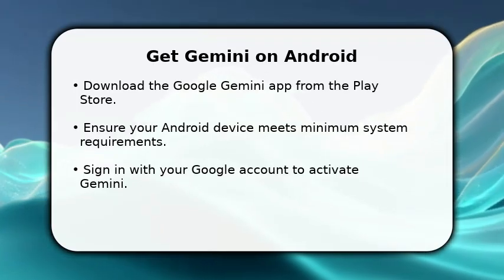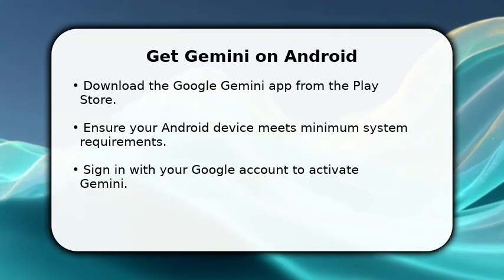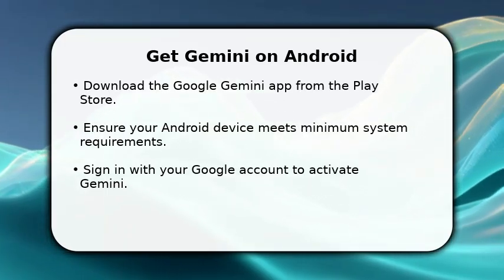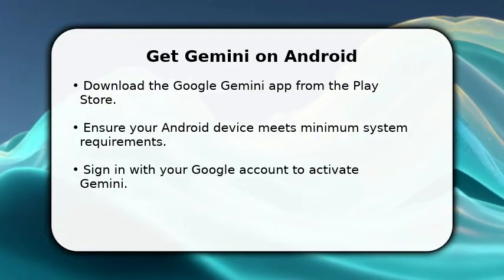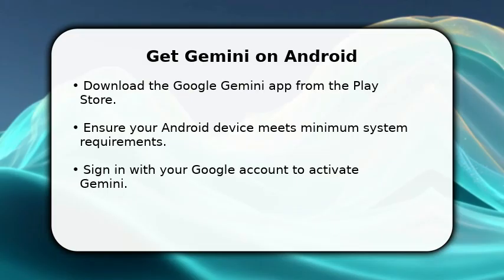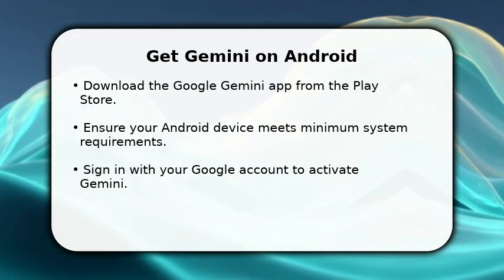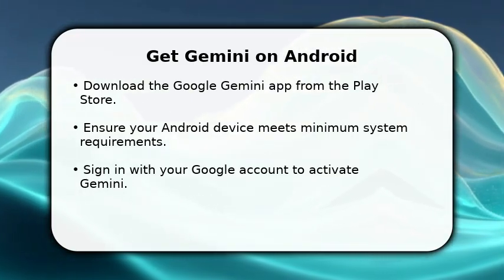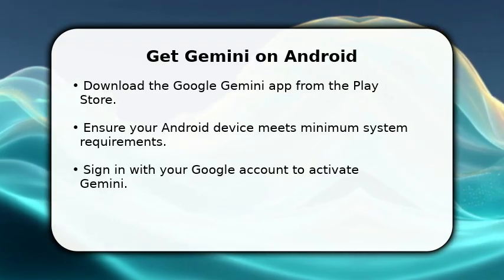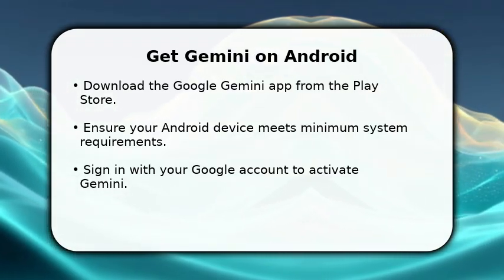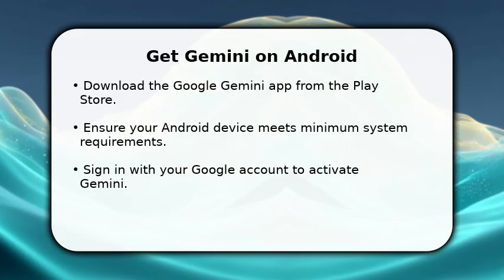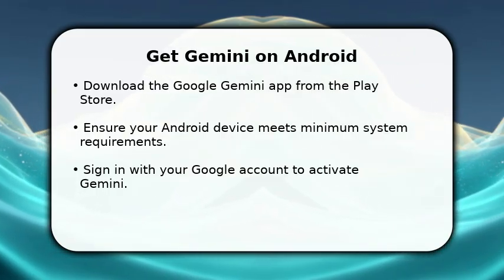In this video, I will explain how to get Gemini on Android. First, open the Google Play Store on your Android device. Search for Google Gemini and download the official application. Once installed, open the app and sign in using your Google account. This step is crucial for activating Gemini's features and personalizing your experience. Make sure your device's operating system is up to date for optimal performance.